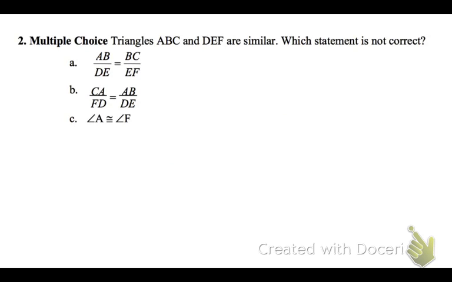Okay, number 2 is a multiple choice. So triangles A, B, C, and D, E, F are similar, and you're supposed to find which statement is not correct. So we'll just go through a process of elimination. It might be helpful to draw our triangles. So A, B, C. And let's go in order, D, E, F.